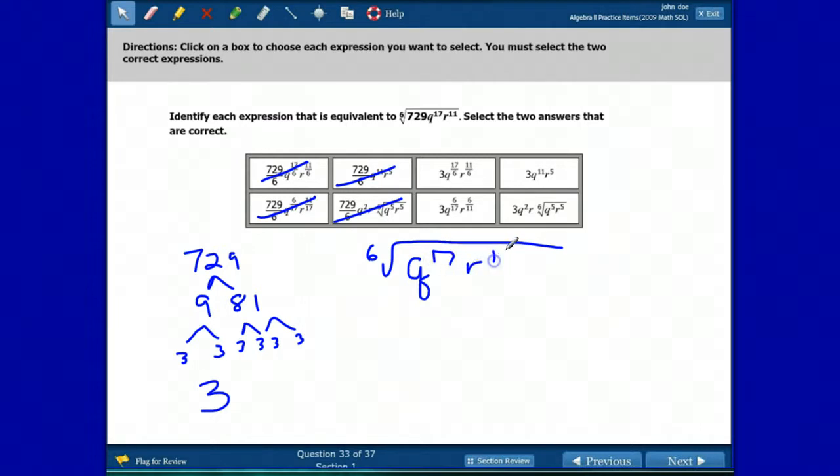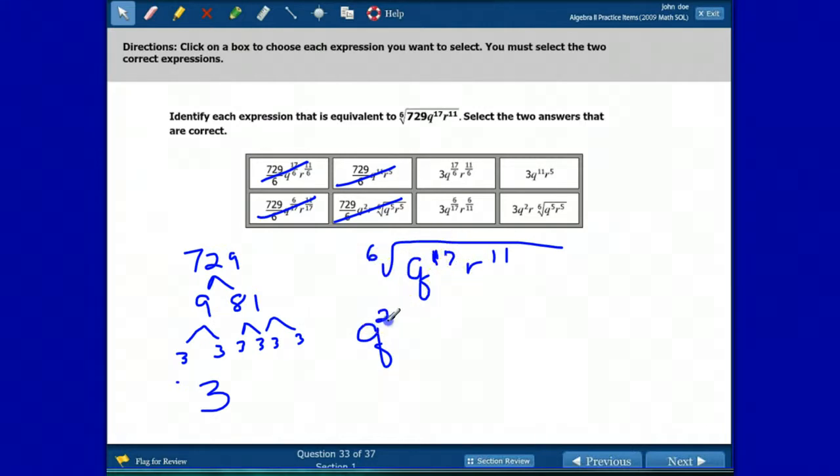Now we have to do the 6th root of q to the 17 and r to the 11. The best way to do this one is to think about the fact that when you have an exponent, it just tells you how many. Instead of breaking them up like I did with all these 3s, this tells me how many q's I have, and this tells me how many r's I have. So I have 17 q's. I'm not going to write them all out, but I'm looking for groups of 6. How many groups of 6 am I going to get out of 17? I'll pull 12 out of that.